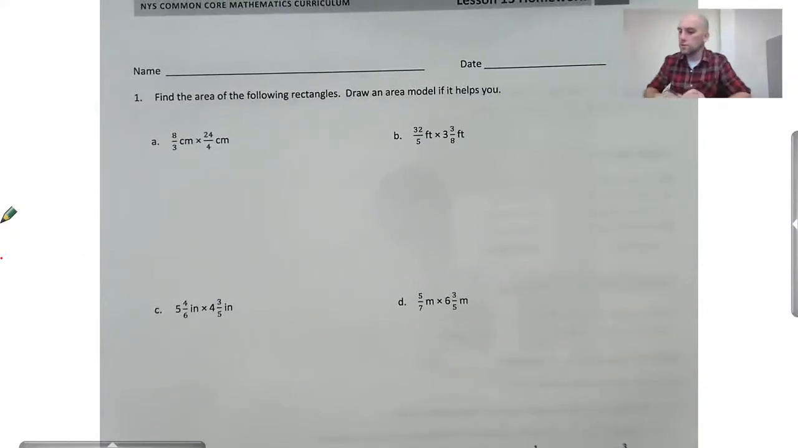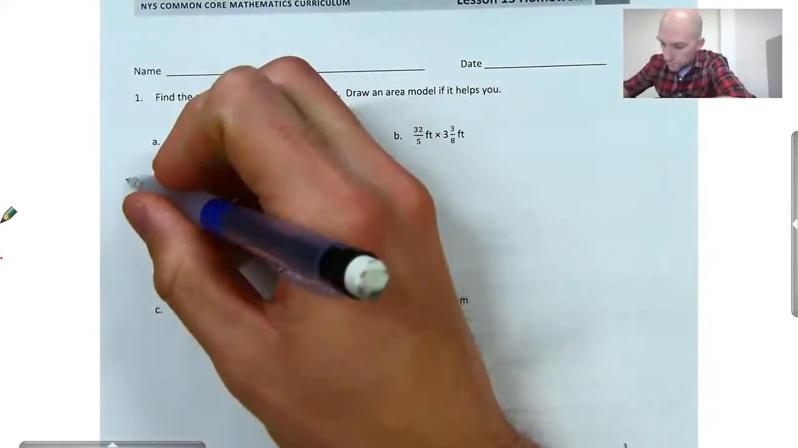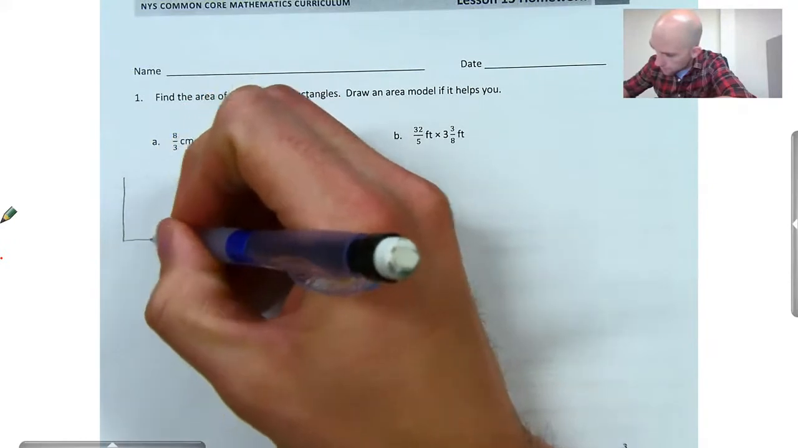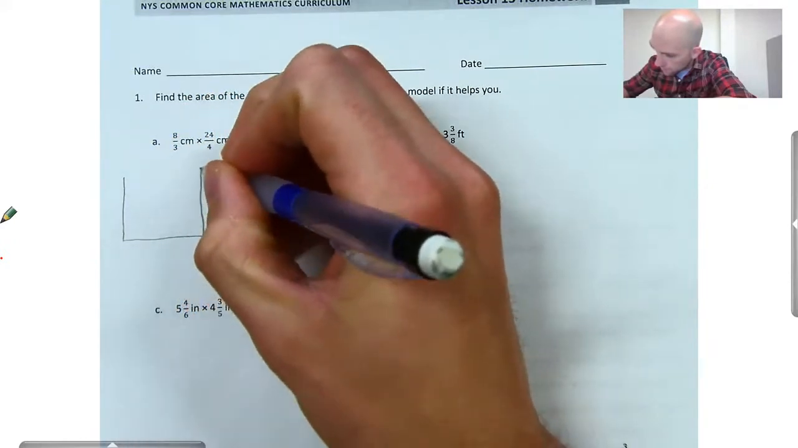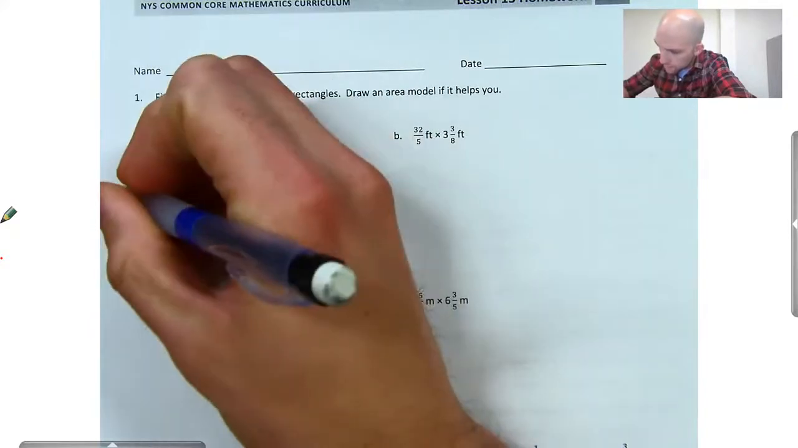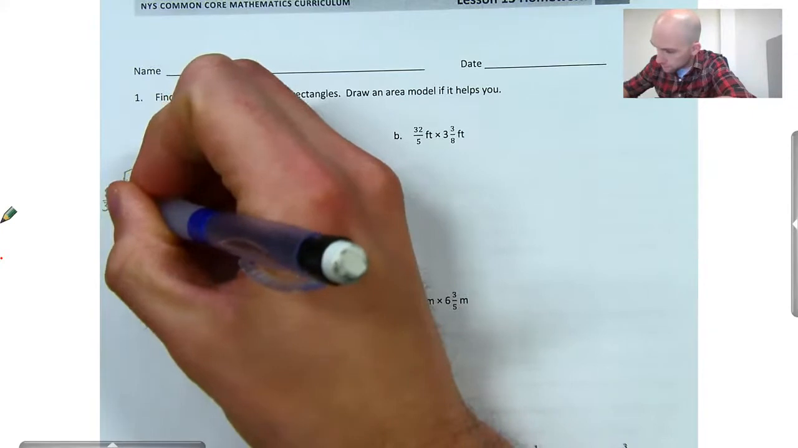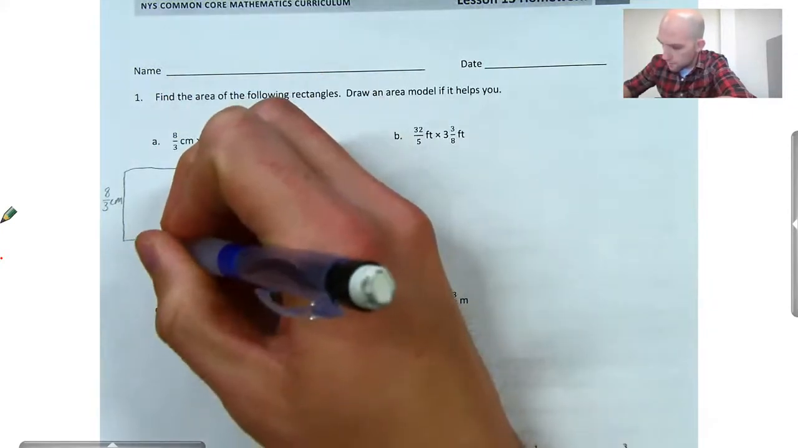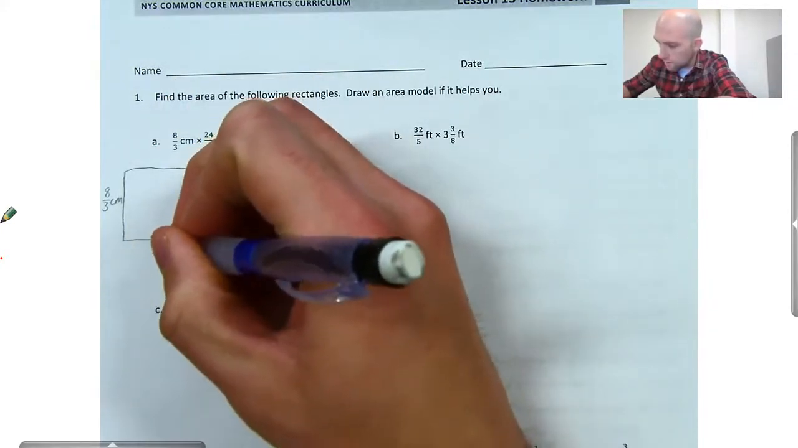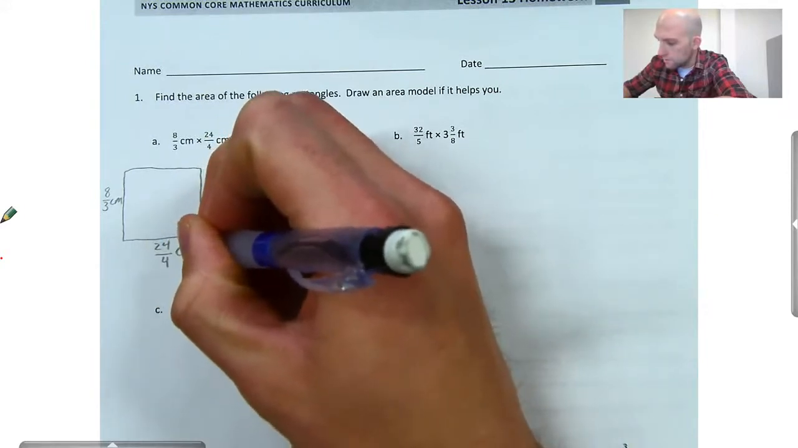So for the first one, I am going to draw an area model, and I'm going to make a little rectangle over here. And one side will be 8/3 centimeters. And the other side will be 24/4 centimeters.